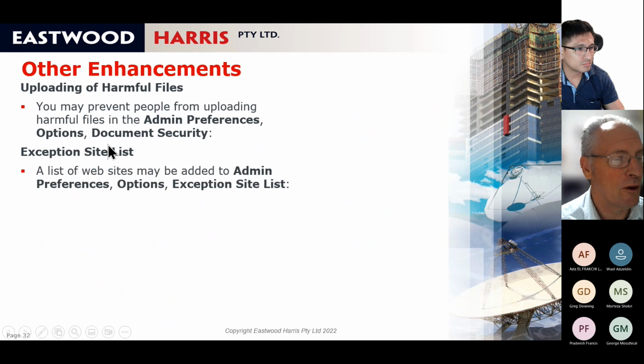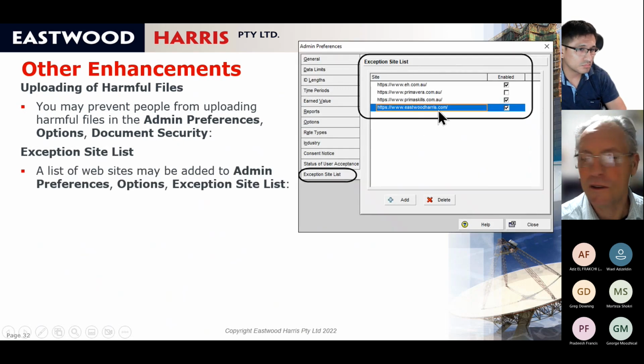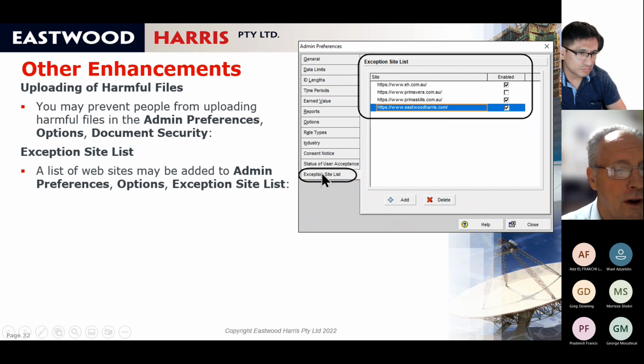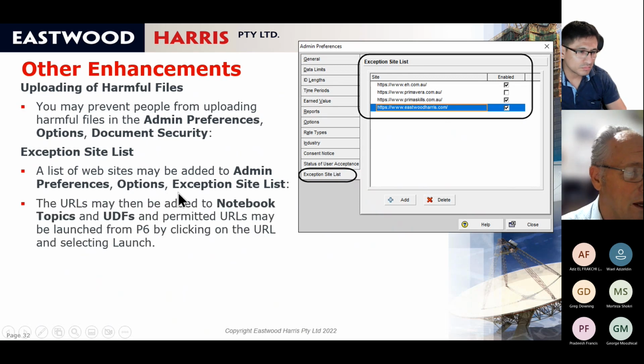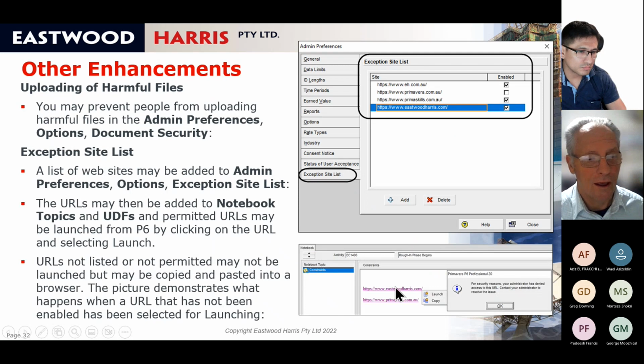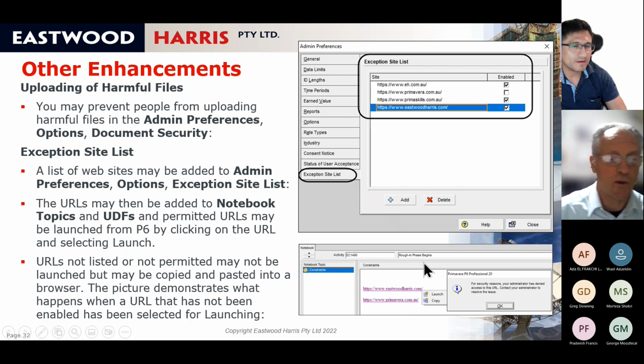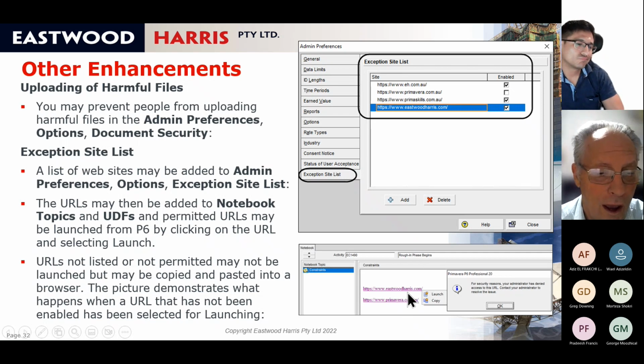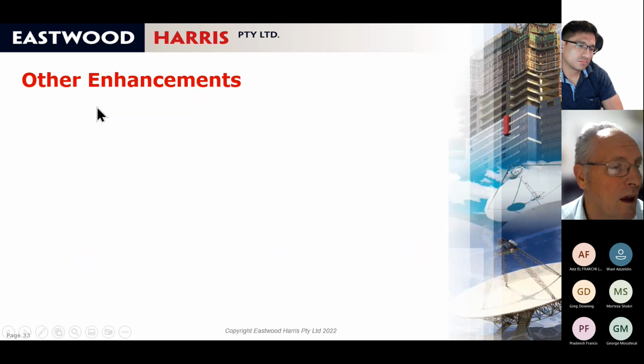Uploading harmful files, you can prevent that here. What happens is you can have a list of site exception lists here, all right? And when you put URLs in notebook topics, you can click on them. But if the URL is not in the site exception list, you can't click on it and launch that URL. So this stops people launching URLs, and if you try to launch a URL that isn't in the list, it gives you an error message.